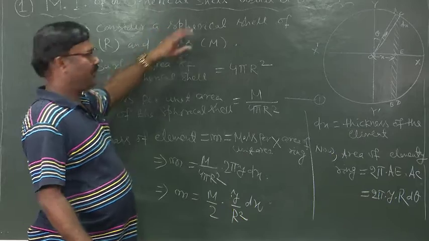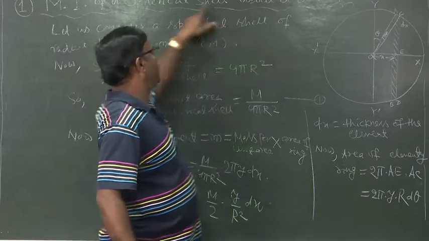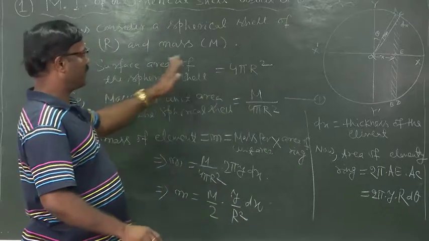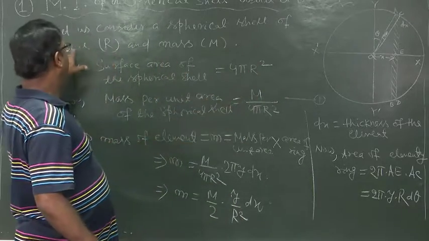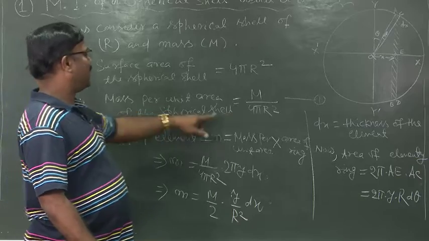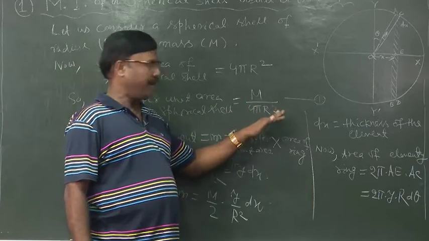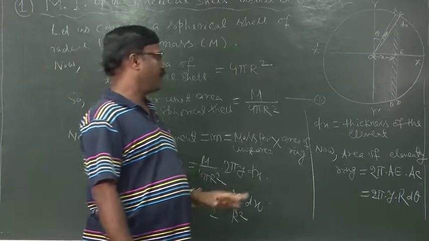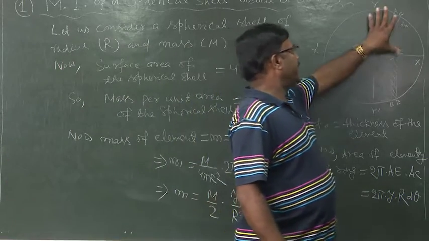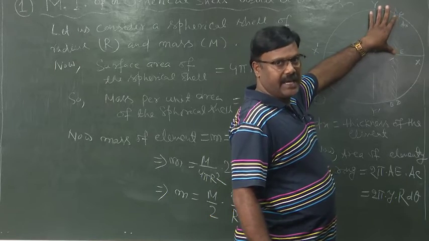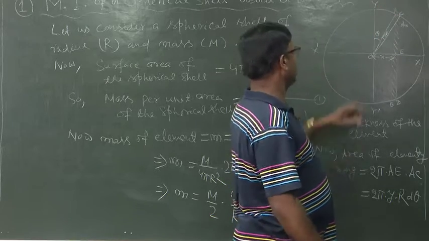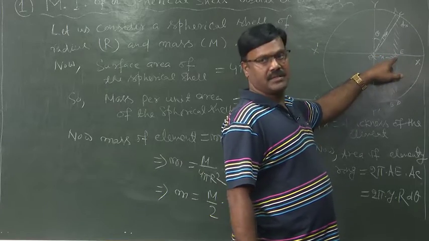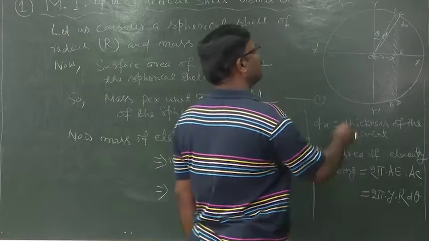What is our aim? Our aim is to calculate the moment of inertia of this spherical shell about one of the diameters, for which we have considered a spherical shell, and mass per unit area of the spherical shell is m by 4 pi r square. Now, we have considered a small elementary ring whose radius is AE, and we have taken this as y, and it is at a distance of x from the center of this spherical shell.